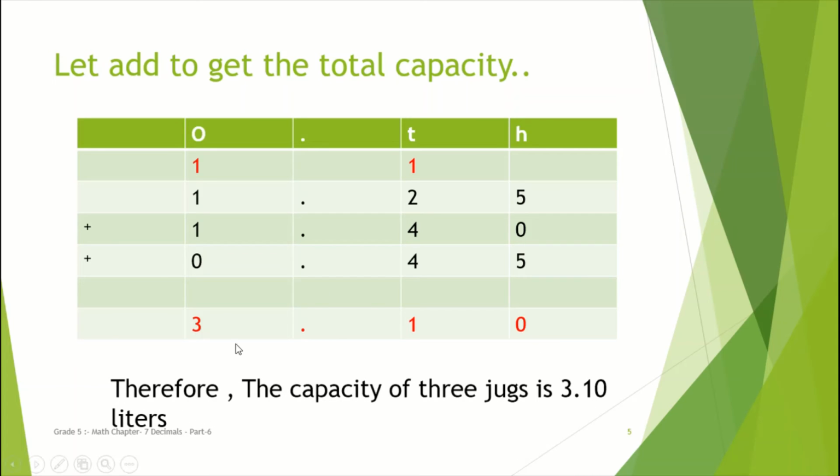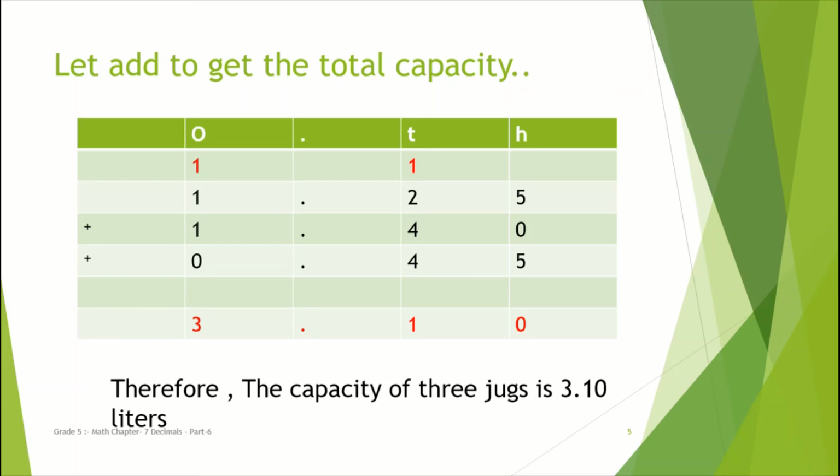Okay. So what we will do, we'll write final statement. Scholars, don't forget to write the final statement. So the final statement is the capacity of 3 jug is 3.10 liters and this unit you have to write compulsory. Okay. So scholars, here we have completed with sum number 1.